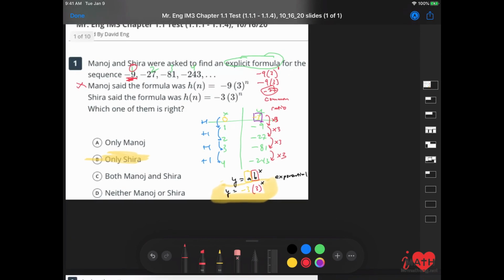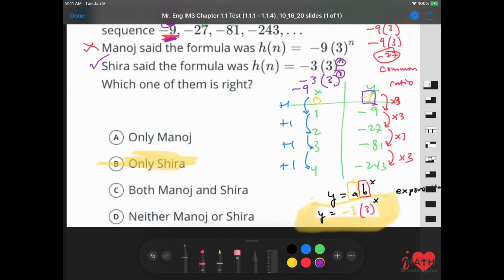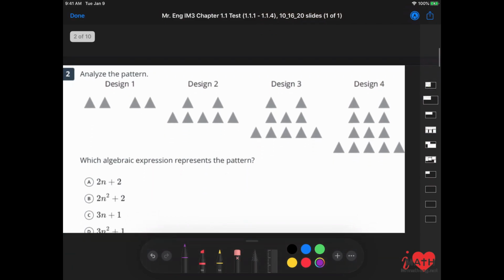Okay? Let's try this with Shira's. Negative 3 times 3 to the first power, because that n value is the 1 that I'm talking about. And 3 to the first power is 3, so negative 3 times 3 gives you negative 9. And that is negative 9, so that's another reason why Shira's works. Alright, question number 2.